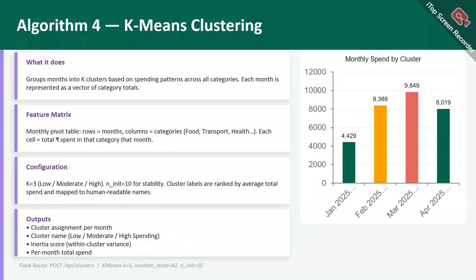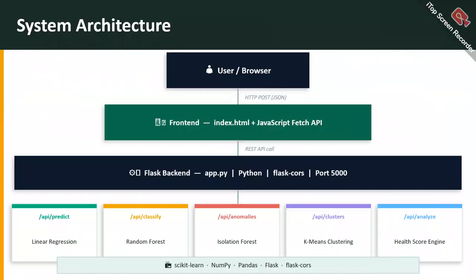The fourth algorithm that we have used is k-means clustering, which is used to group monthly spendings into clusters. Each month is represented as a vector containing category-wise expenses. We use k equal to 3 clusters, representing low spending, moderate spending, and high spending. This helps users understand their overall financial behavior and identify expensive months.